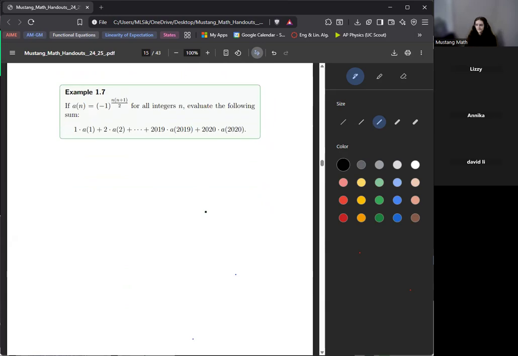Okay, example 1.7. If a of n is equal to -1 to the power of n times (n plus 1)/2 for all integers n, they want us to evaluate the following sum. This one does look a little difficult because we have a lot of terms. But what would the first few terms look like?